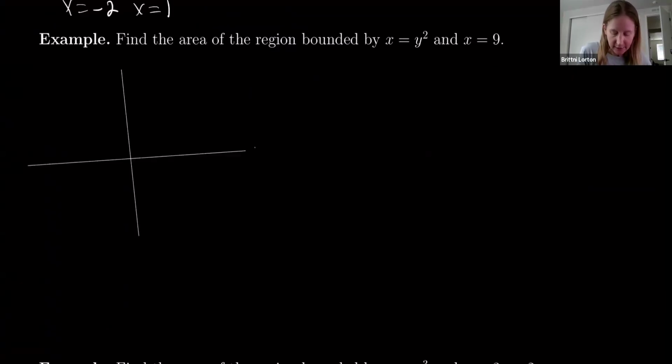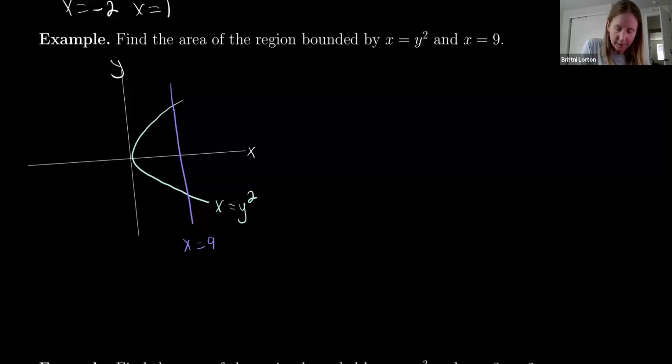Just as a reminder that sometimes the equations are given to you a little bit different. So you need to remember that x equals y squared is a sideways parabola. Make sure you have things labeled. And then x equals a number is a vertical line. So here's my x equals 9. This is my shaded region.